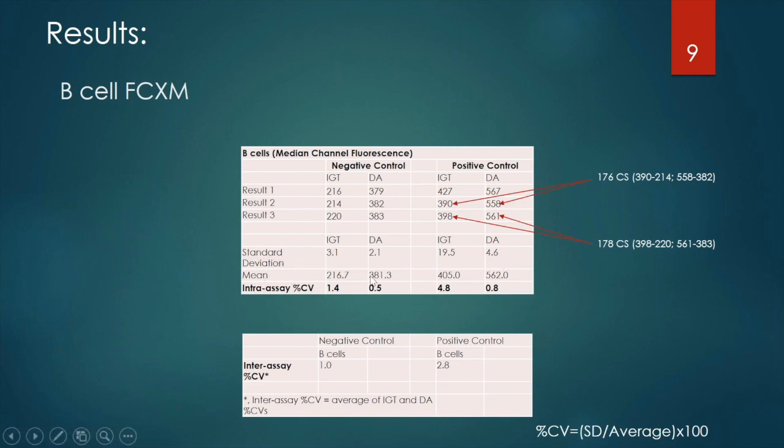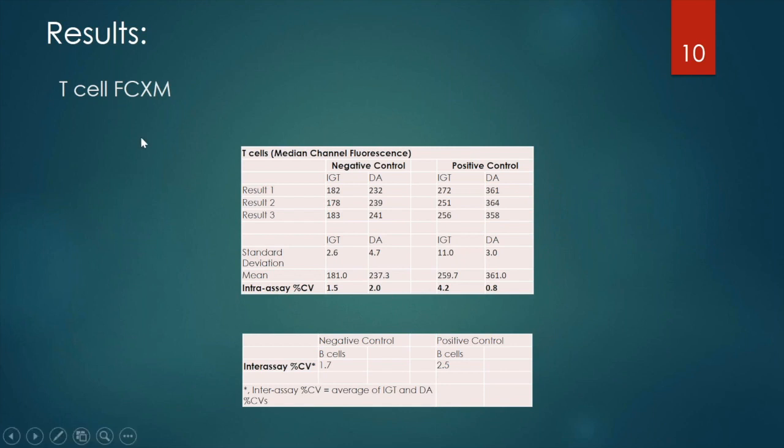So these are the standard deviations, and these are the means. And the intra-assay % CV for IGT method when it comes to negative control is 1.4, whereas DSL is 0.5, and positive control is 4.8, and DSL is 0.8. So inter-assay is 1% for B cells with negative control and 2.8% for B cells with positive control. This is pretty good, because for inter-assay, I'd put a threshold of 10%. It should be less than 10% CV. And this is a very good % CV that I have noticed.